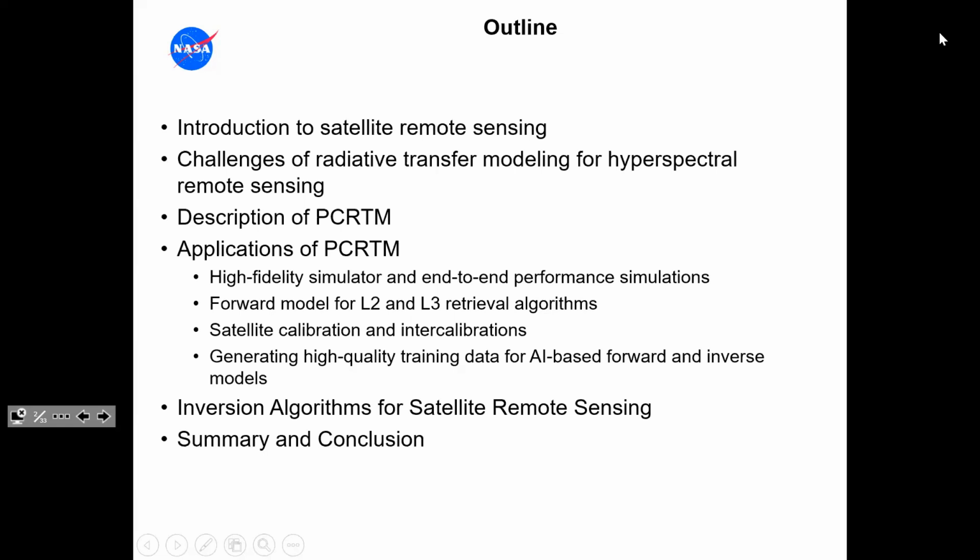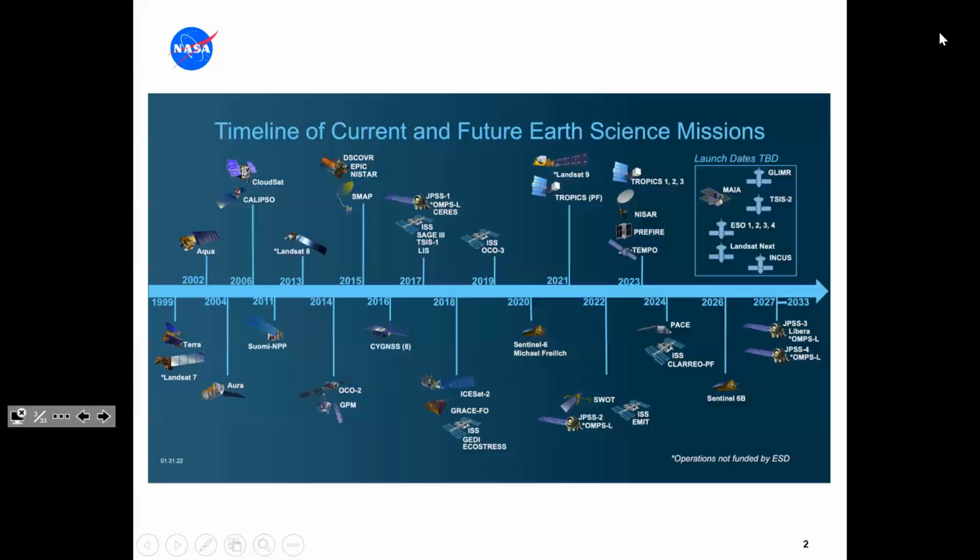It's called the principal component-based radiative transfer model. And then I'll talk about how it's applied to satellite remote sensing data, and how this full model is used for inversion algorithms to retrieve properties from satellite data. And finally, I'll give you a conclusion.